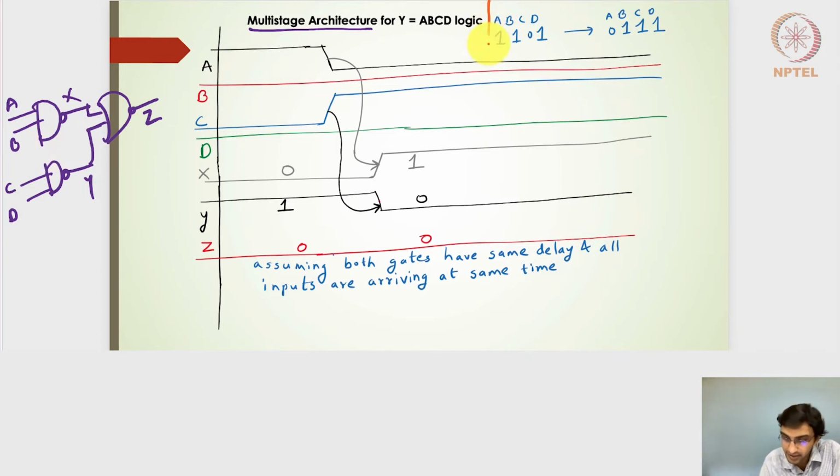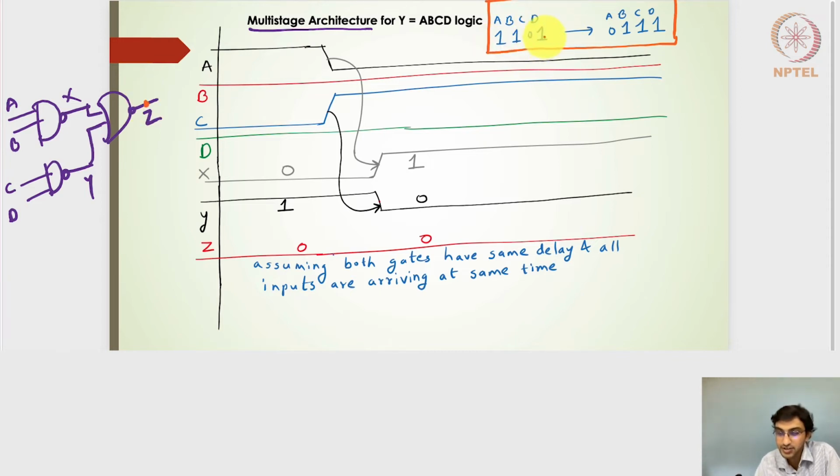The input is ABCD, which changes from 1101 to 0111. So it's basically an AND gate. So the output here for ABCD, at this Z node, the final output basically should be 0 here and should remain 0. So in a multi-stage architecture, let's try to draw these particular transitions.